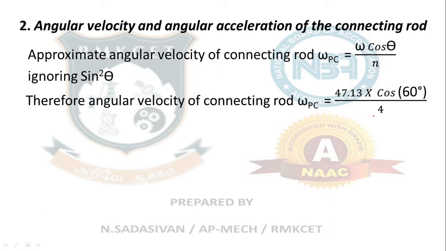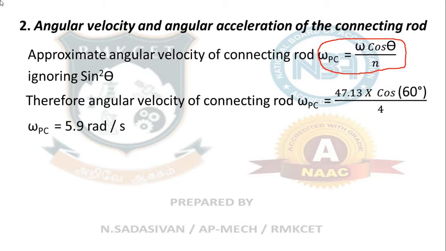So you have to make a note of this new formula along with the formula that you have already written in your notebook for the angular velocity of the connecting rod. This is a simplified version of that earlier formula. Okay. So the answer is 5.9 radians per second for the angular velocity of the connecting rod.